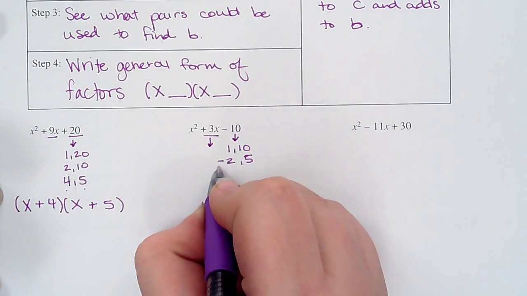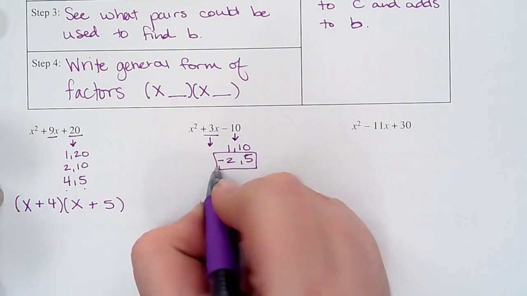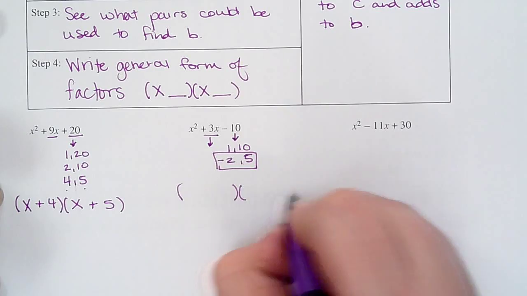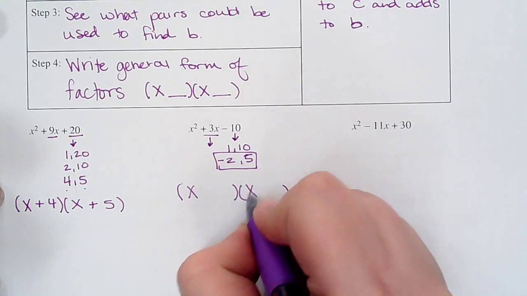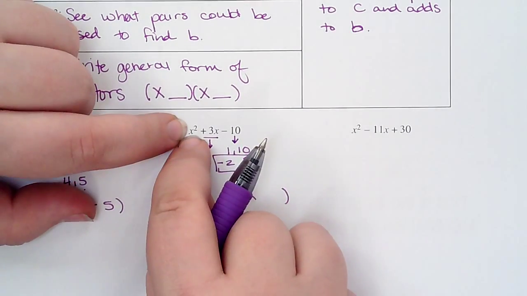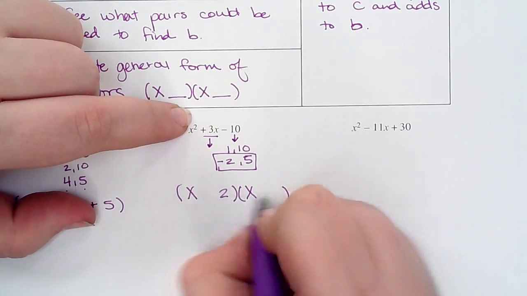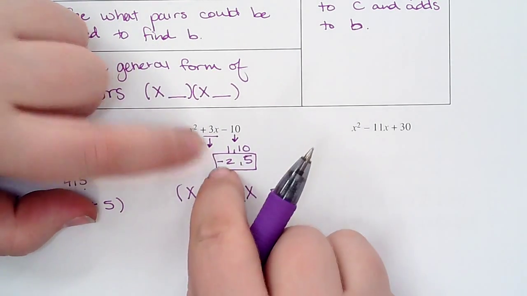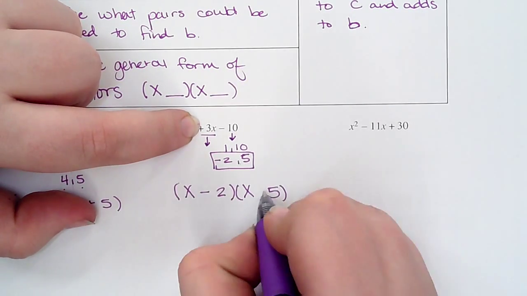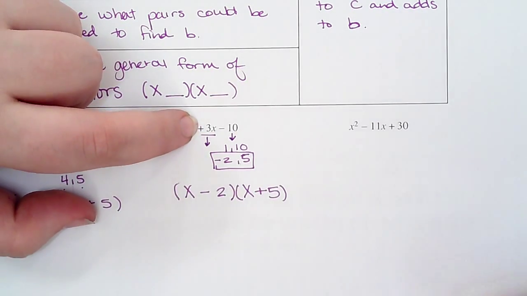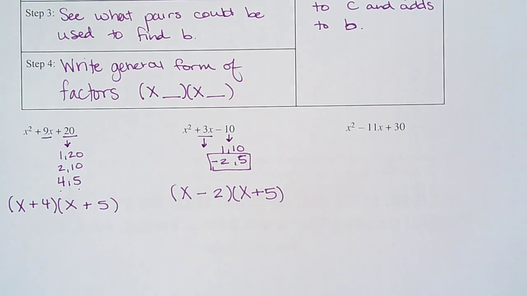So now I'm going to take the pair that I found, and I'm going to put it into that general form again. Remember, x and x, those multiply to the first term. 2 and 5 multiply to the third term. By making one of them negative, the negative 2 and a positive 5, I get the middle term. All right, let's see one again.